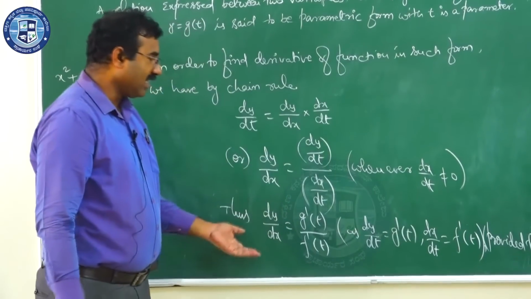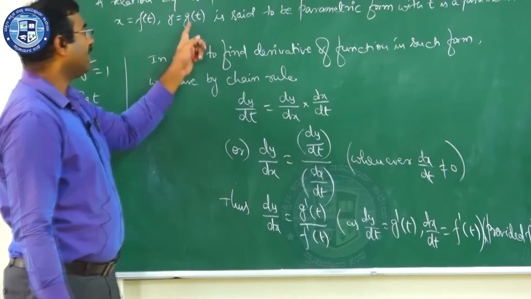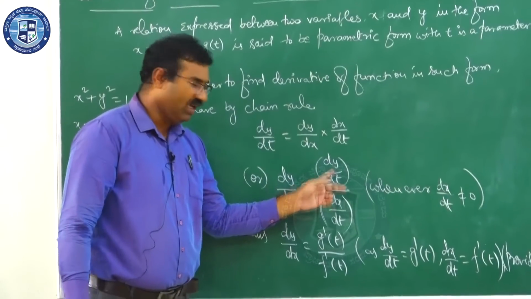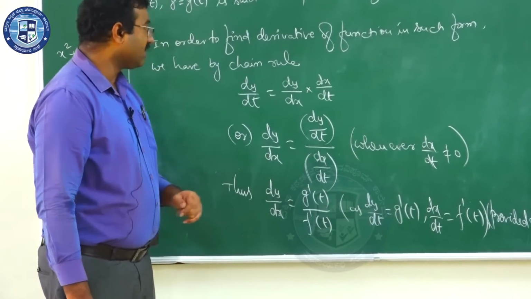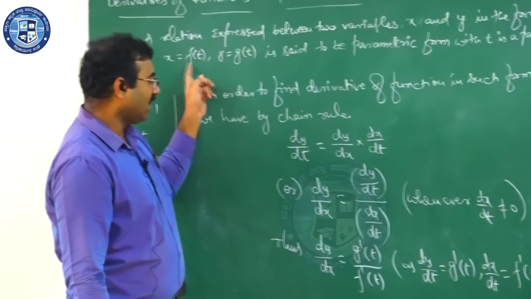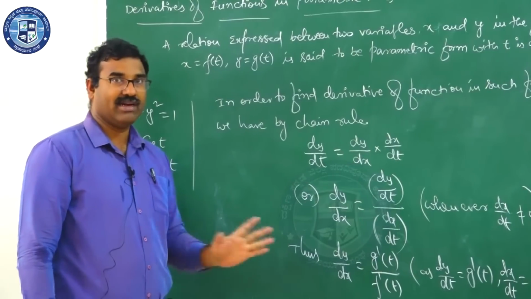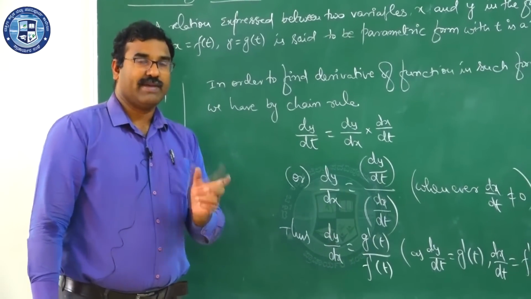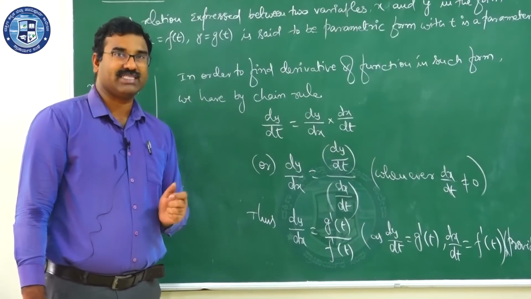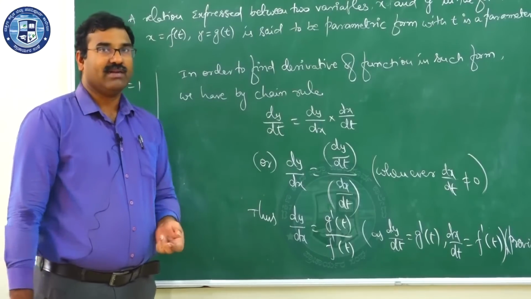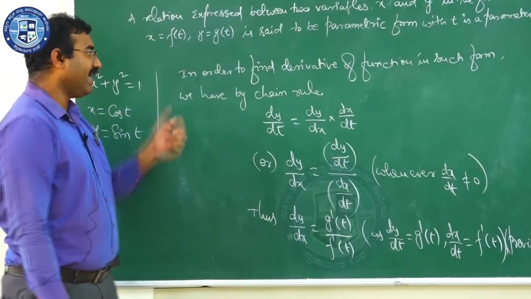In other words, because y is g of t, instead of dy by dt you can write g dash of t, and dx by dt you can write as f dash of t, because x is a function of t. Are you clear? So whenever parametric functions are given, that means the relation between x and y is given by some other third variable.